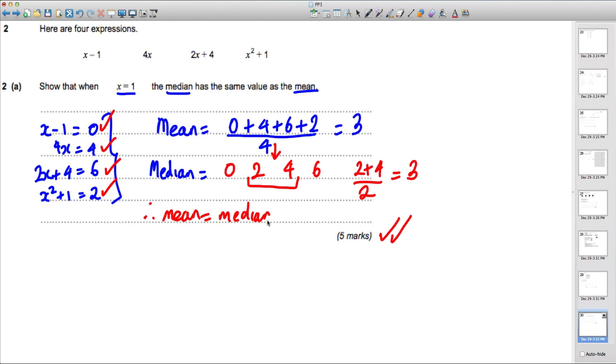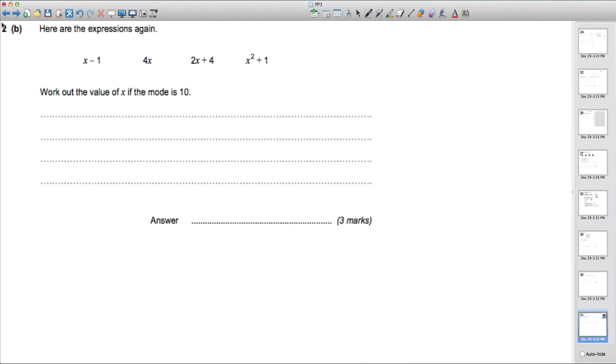Again, unbelievably easy start to this paper. These 4 marks and these 5 marks already give you 9 of the easiest marks you're ever going to get. Okay, here are the expressions again. Work out the value of x if the mode is 10.